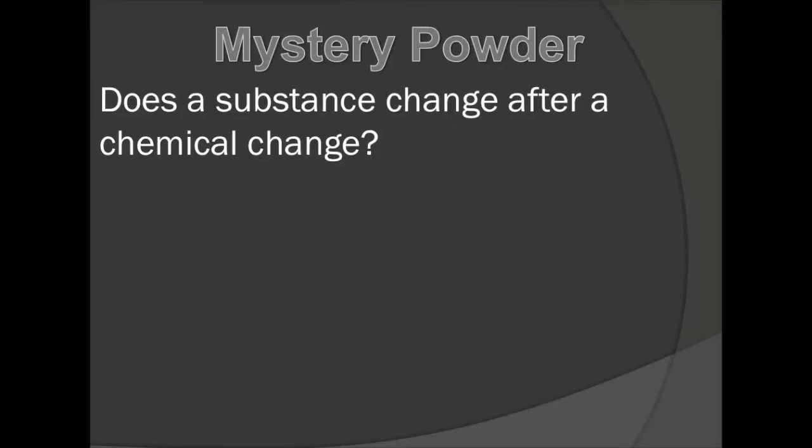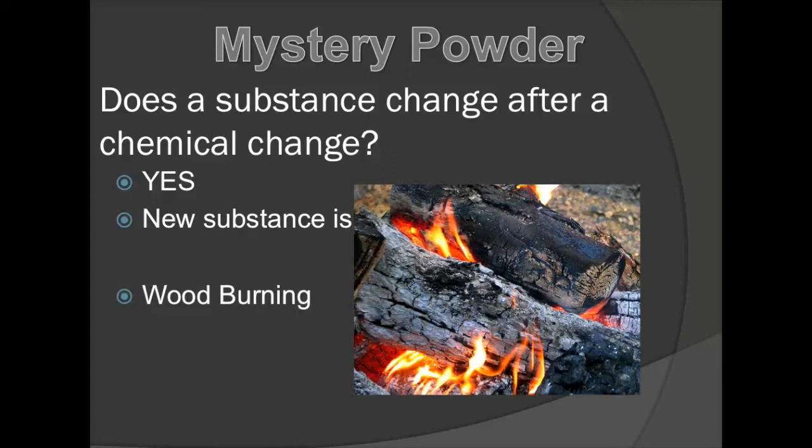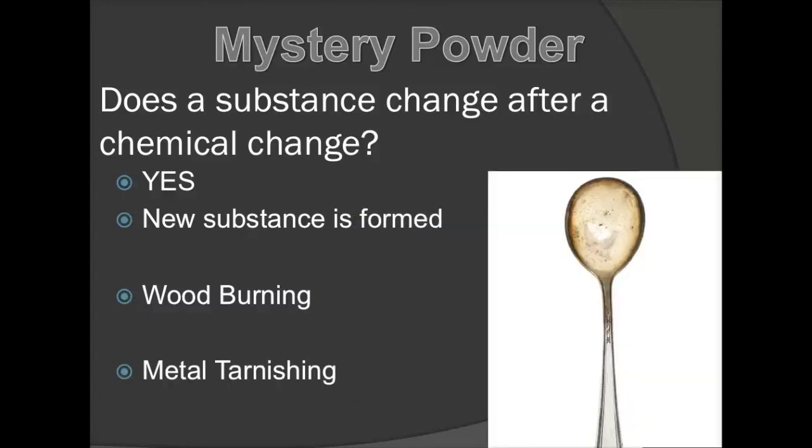Does a substance change after a chemical change? Yes, it sure does. A new substance is formed. Examples would be wood burning. You can see the black there. Pretty obvious it's still not wood. Metal tarnishing. See an example here with a spoon.